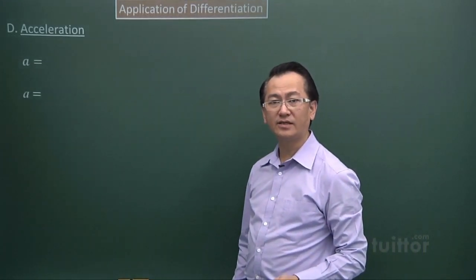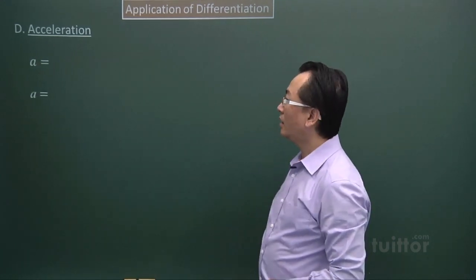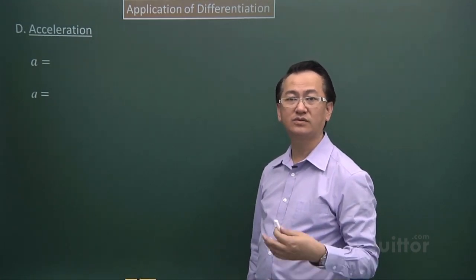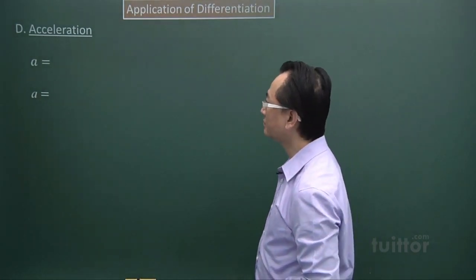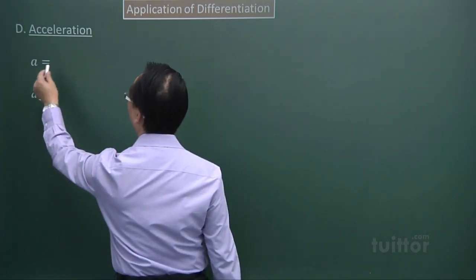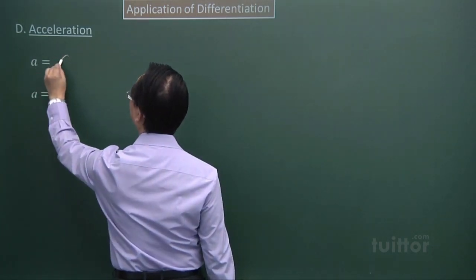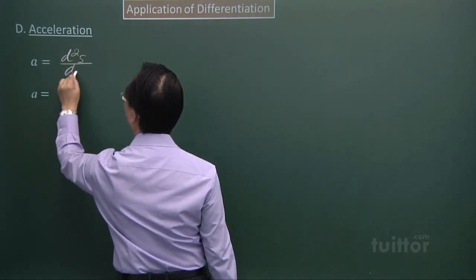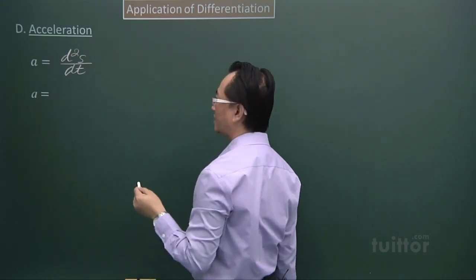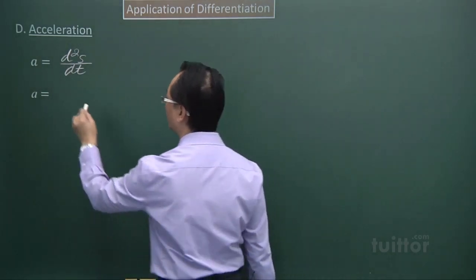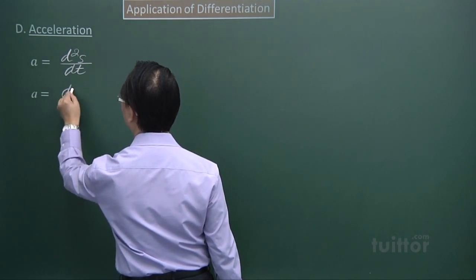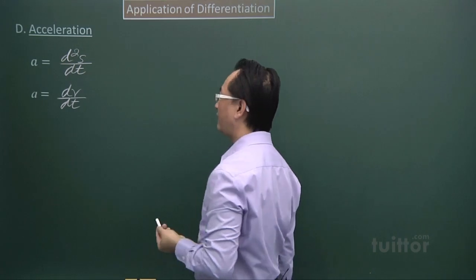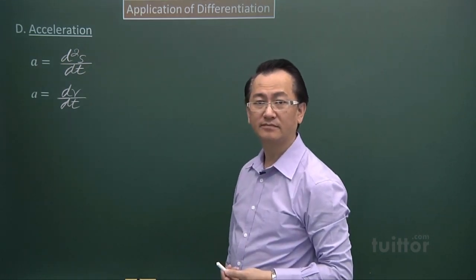We now look at acceleration. For acceleration, we have two different ways to describe it. One is basically just the second derivative of the displacement function with respect to t. The other will be the first derivative of the velocity function with respect to t.